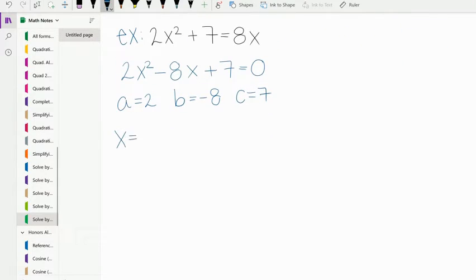So x equals negative b. So again, I'm plugging it in the formula. Well, b is already negative 8. So if it's negative 8, it's going to be positive 8.